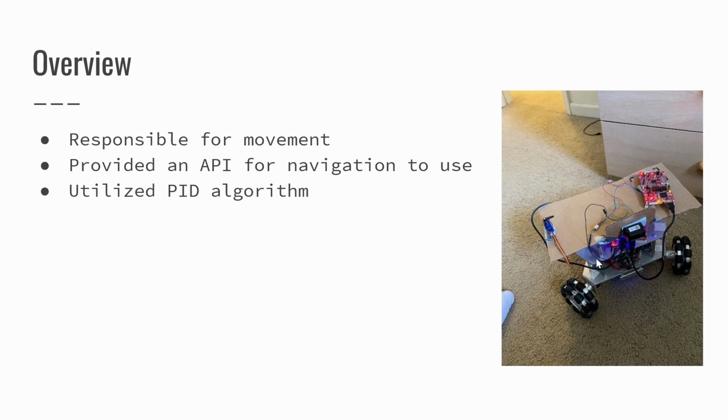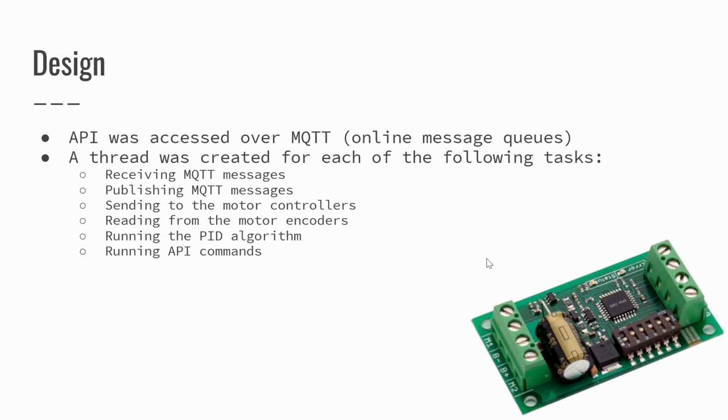As you can see on the right, this is the final setup that the rover had, with the LiDAR sensor in front, and then the servo on the left, which would be used to drop off the blocks once it got to the drop-off point. So the rover was accessed over the API.